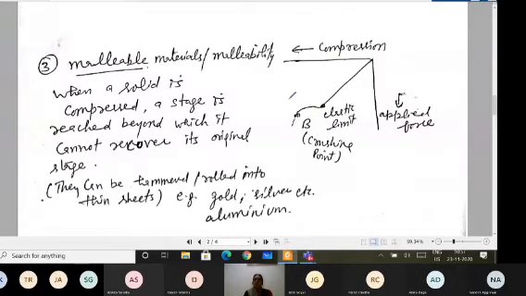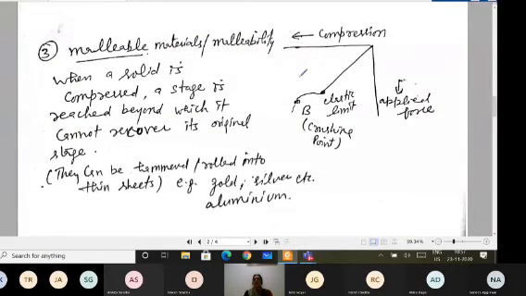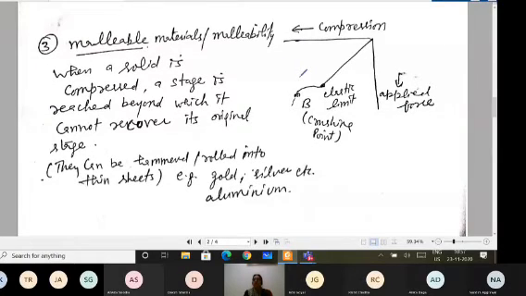So this application we are using in making thin sheets. We call these materials malleable materials, and the characteristic is malleability. For example, we are using aluminum sheets, gold sheets and silver sheets as well. So these are the materials which are termed malleable materials. So similar to your extension graph, we have the compression graph with us. You should be able to draw these graphs and differentiate between ductile, brittle and malleable materials.